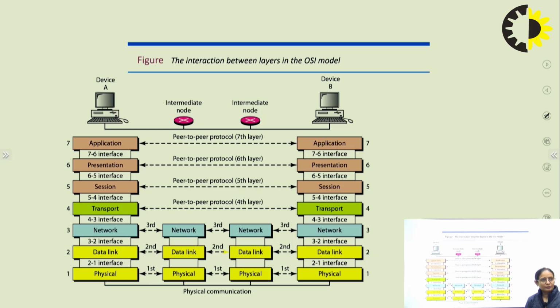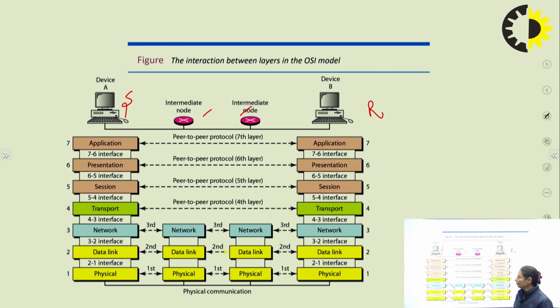This particular figure shows how the interaction is done between two systems in a network using the OSI reference model. Here we have device A, let's suppose it is the sender. Here I have device B, let's suppose this is my receiver, and here I have the intermediate nodes. These nodes can be routers or gateways, that is, the nodes responsible for forwarding the packet from one node to another node.